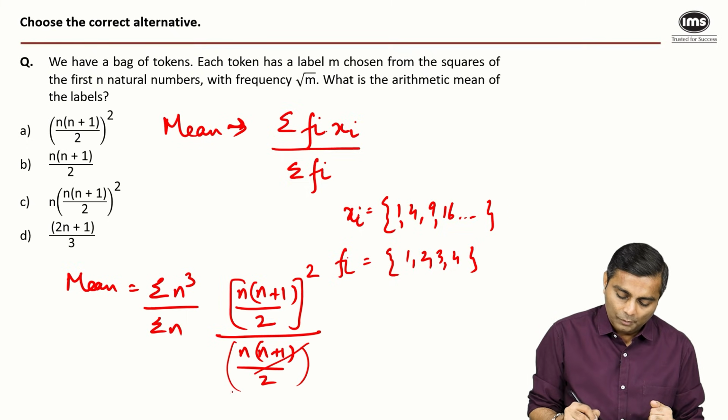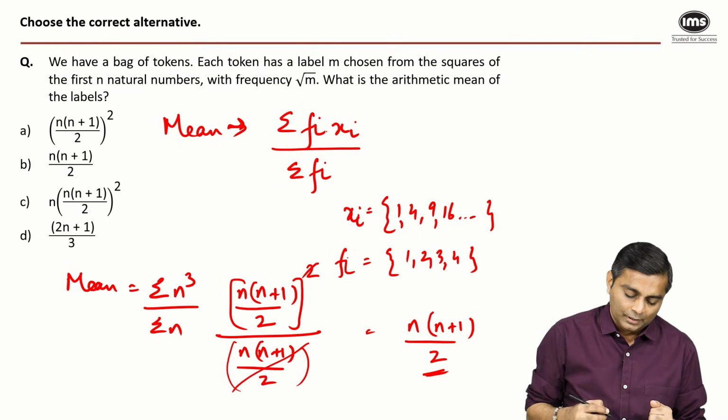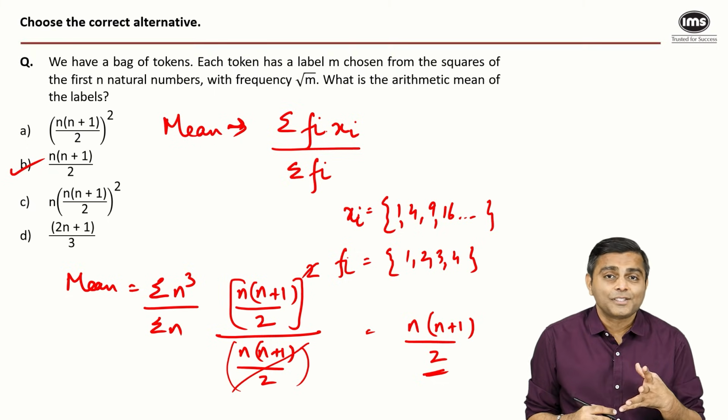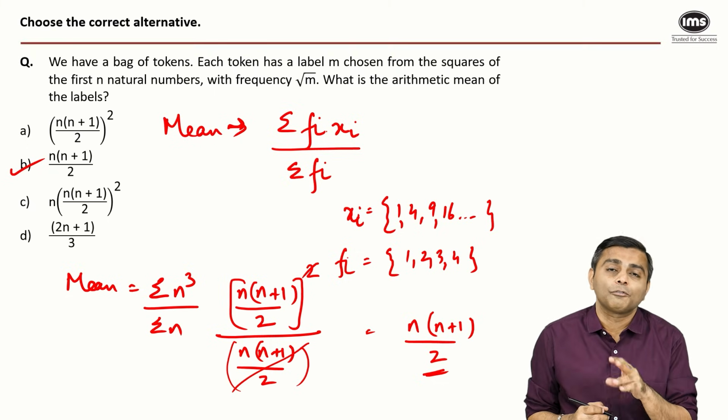Obviously, this whole denominator can cancel one times the numerator. What you are left with is n into (n plus 1) by 2. Correct? We are going to say option B as our answer. It's a very simple question, so this method is okay. I generally don't prefer this method for such questions.